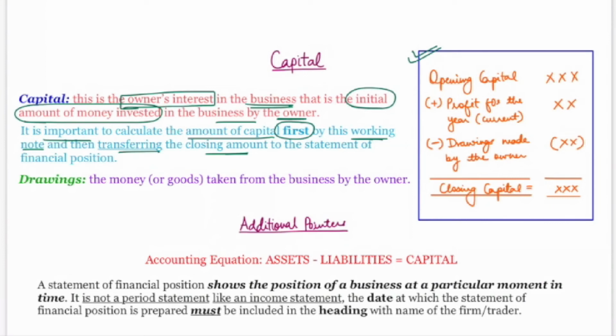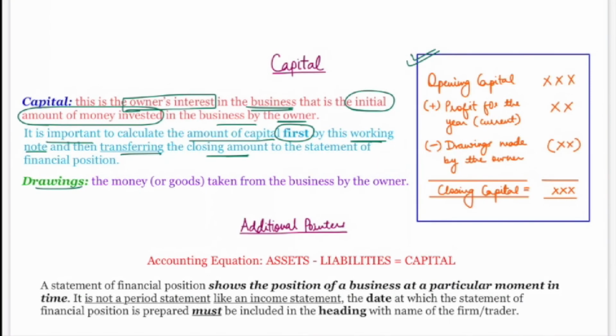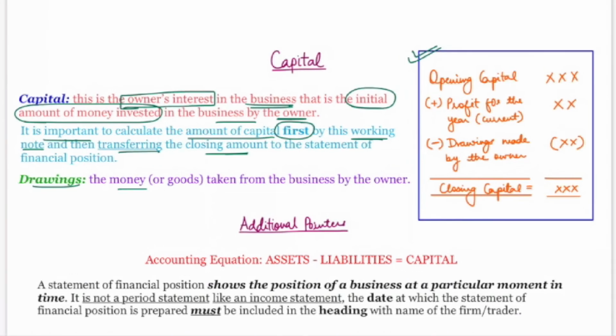Now let's understand one concept, that is drawings. Drawings is the money or the goods taken from the business by the owner. Now goods are also essentially money, like it has that value, right? The goods value is the money.